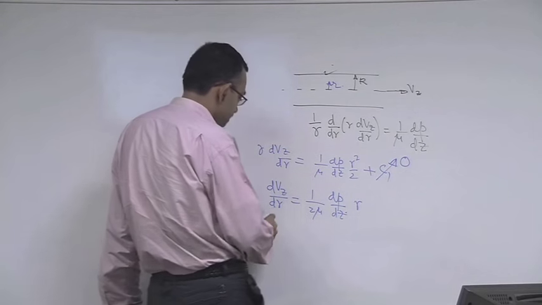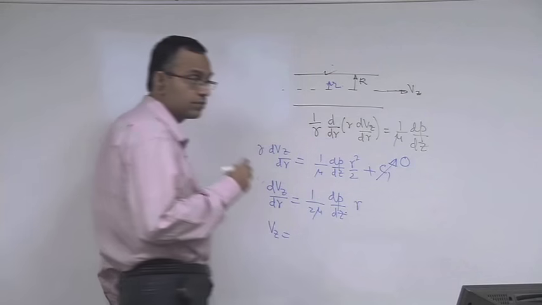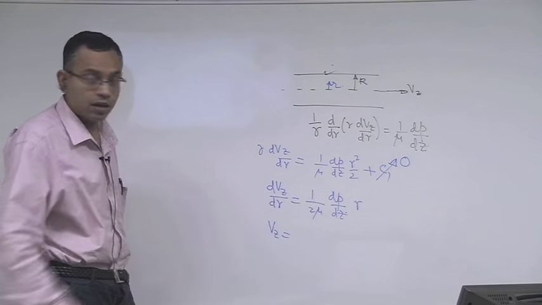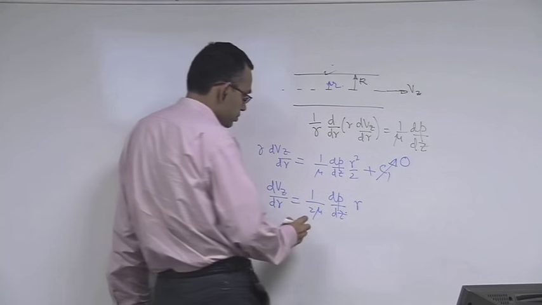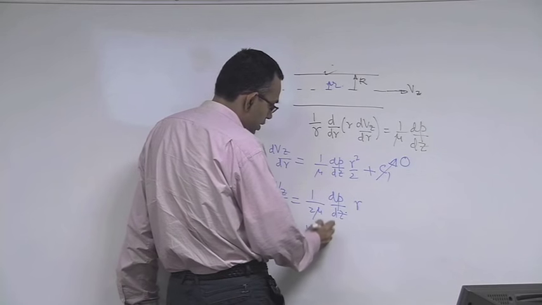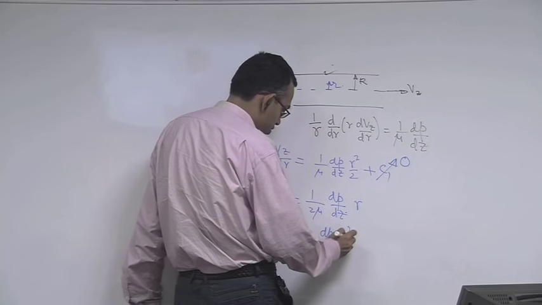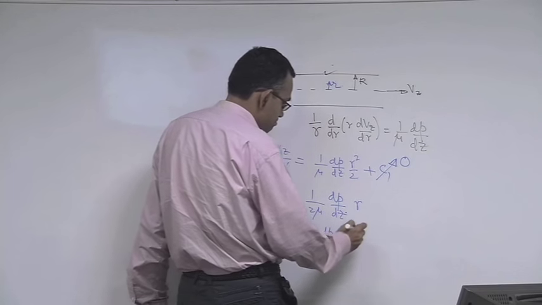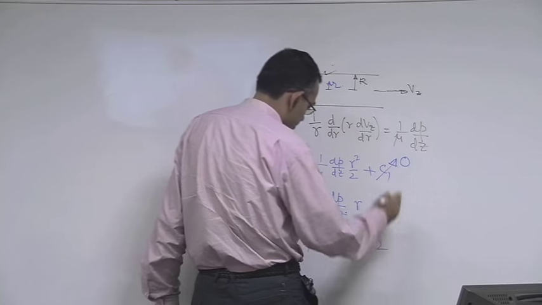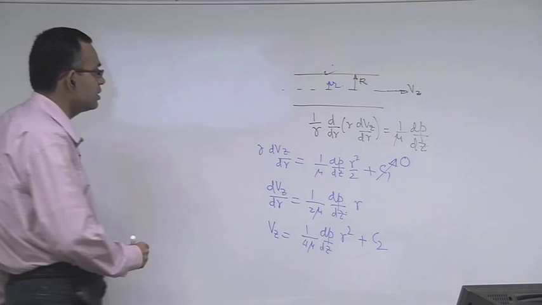So, vz is equal to 1 by 4 mu dp dz into r square plus c2. Now, what is the other boundary condition?